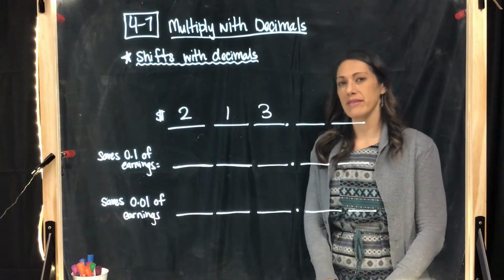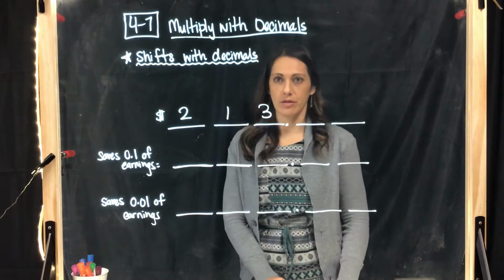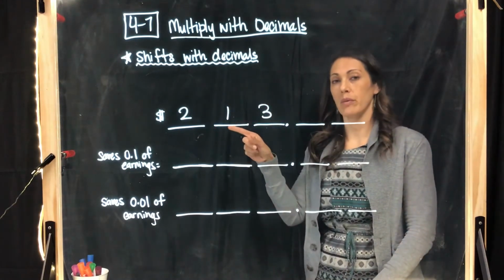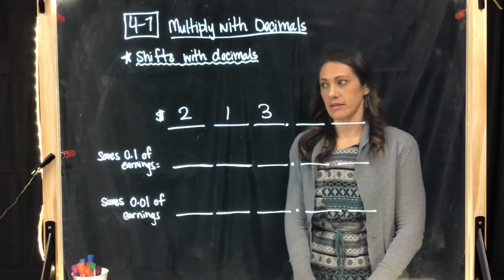We're going to multiply with decimals in this lesson, and I'm going to show you shifts with the decimals. Before, in 4-1, we were looking at shifts with the numbers. Now let's take a look and see what the decimal does, okay?